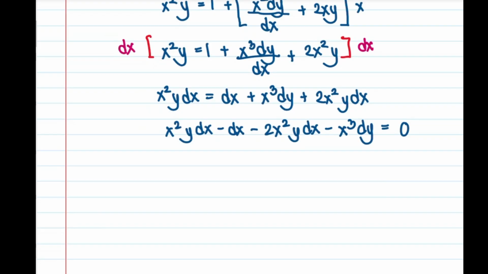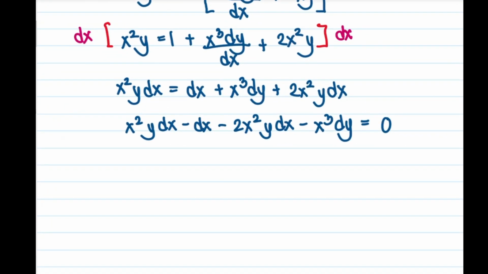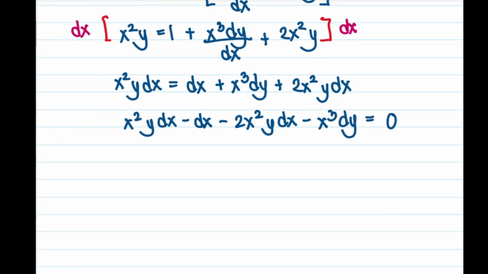So we can simplify like terms here. This one and this one can be simplified. If we simplify that, it will yield negative x squared y dx minus dx minus x cubed dy equal to 0.